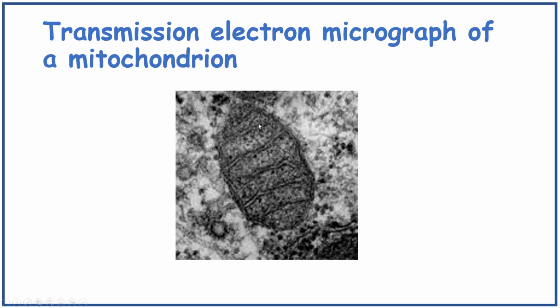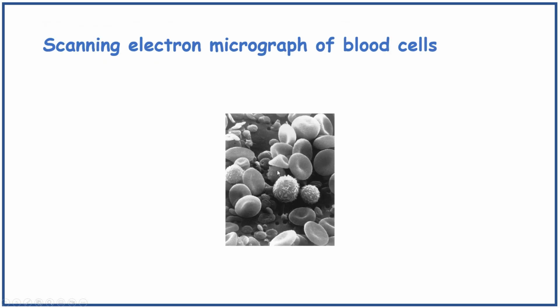Transmission electron micrograph of a mitochondria. So you can see the cristae, the infoldings of the inner mitochondrial membrane. Scanning electron micrograph of blood cells. So you can see that they are a scan of the surface and therefore they are in 3D. So you've got red blood cells here.